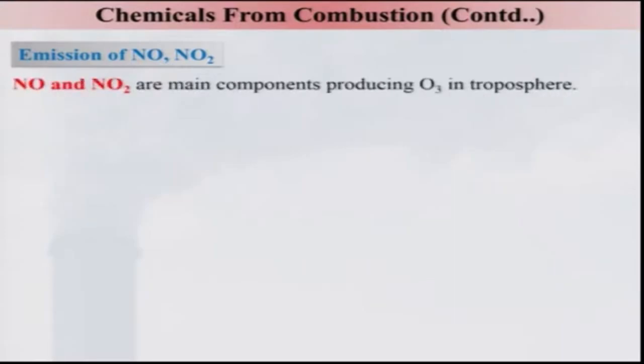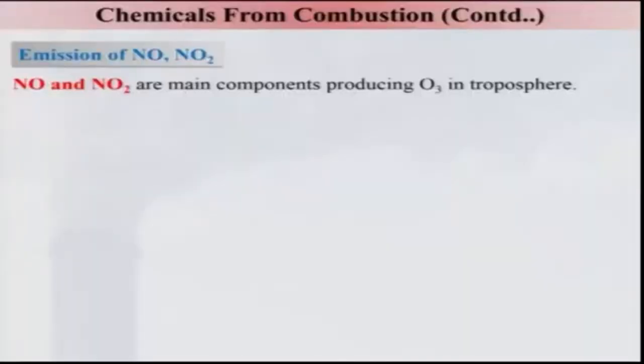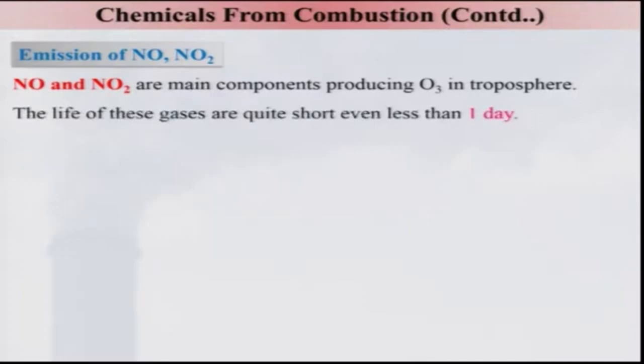Now let us look at emission of NO, nitrous oxide, nitric oxide, and from this. If you look, these are the main components of producing O3 in the troposphere. The ozone layer protects us from the wrath of the UV rays coming from the sun, and so we will have to really protect this ozone layer so that we can have a good life on this beautiful earth.